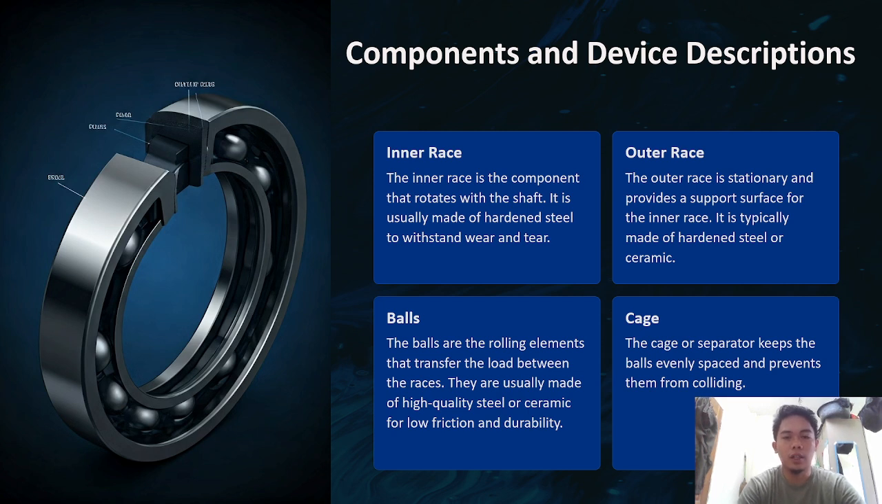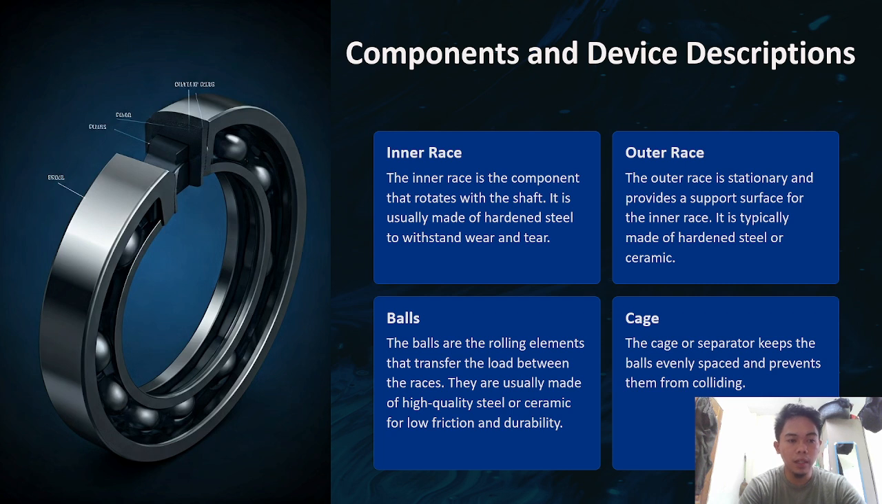The inner race is the component that rotates with the shaft. It is usually made of hardened steel to withstand wear and tear. So, the inner race is a vital component of a ball bearing, specially designed to rotate with the shaft of a machine. This rotation is essential for the overall function of the bearing, as it provides a surface for the rolling elements, usually balls, to move against.